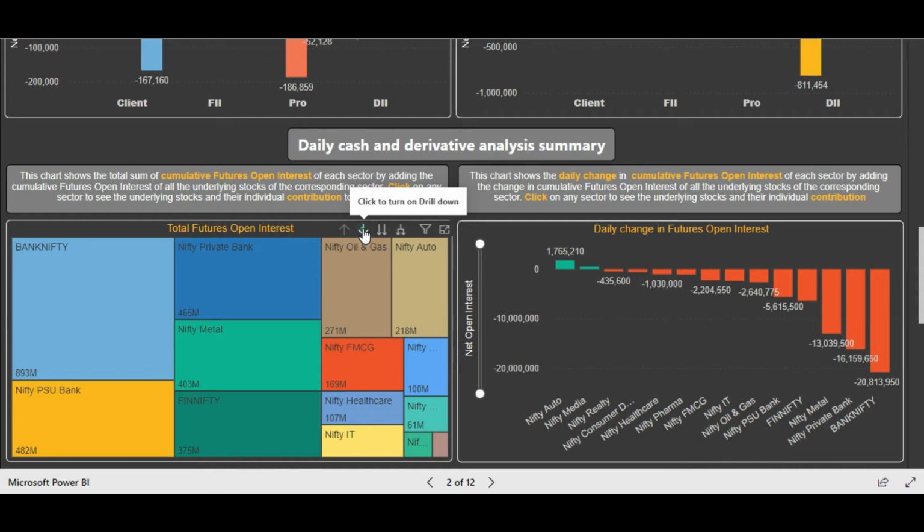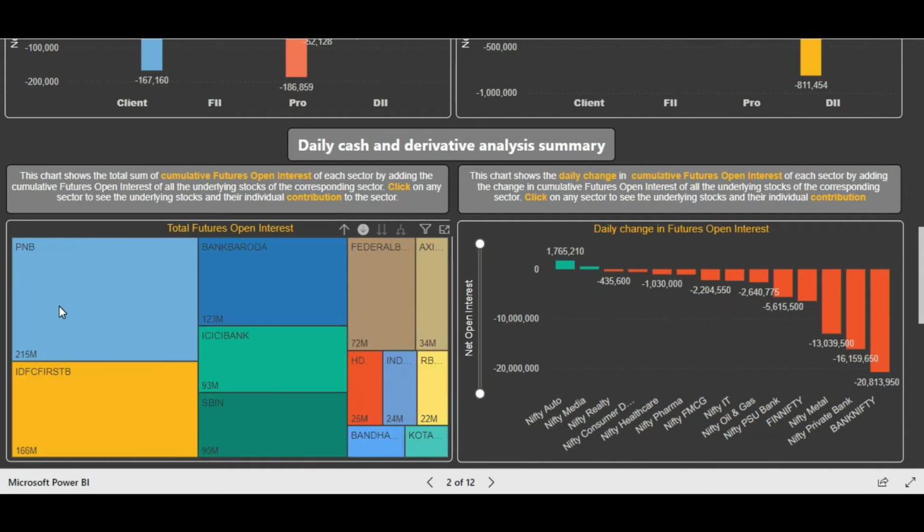You can click on this button. This is the second button. I'm saying this again, this is the second button. You enable this and then you click on any box. If you click on any box, what will happen? The graph will show you the drill down numbers. It is refreshing now, and you can now see the drill down numbers.